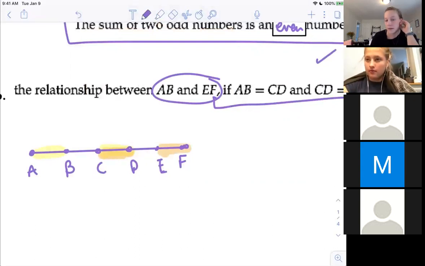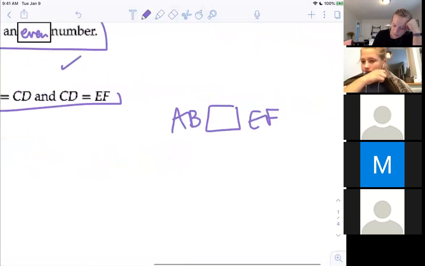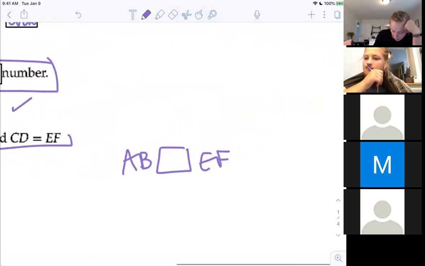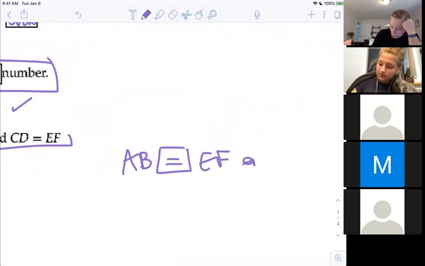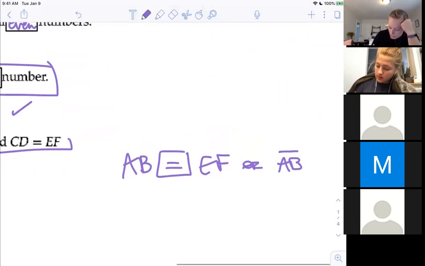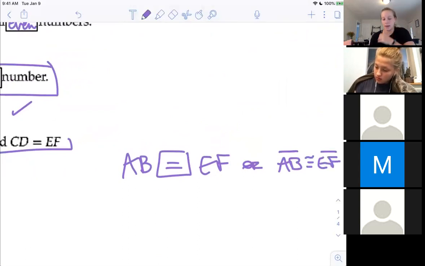They're equal to each other. I can say AB is equal to EF. Or I could say that the segment AB is congruent to the segment EF. Either one of those is okay.